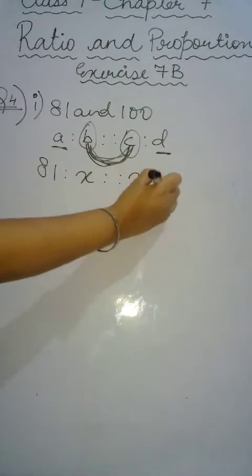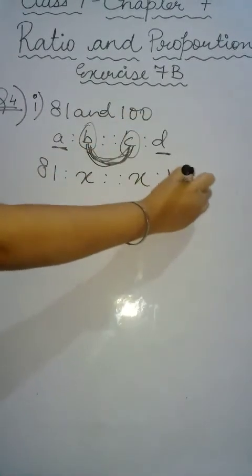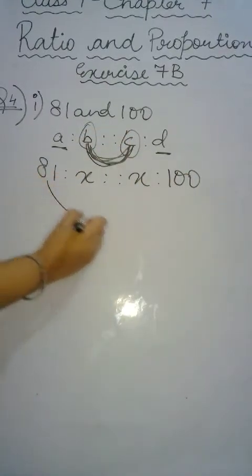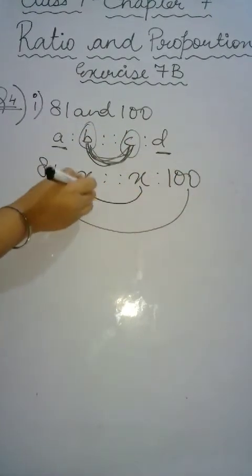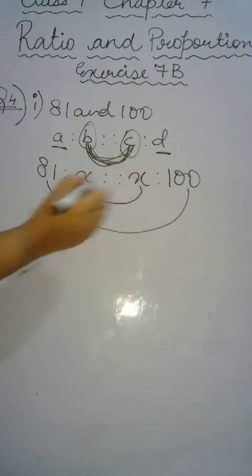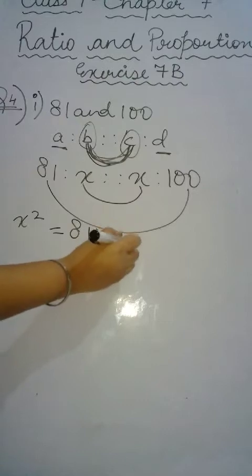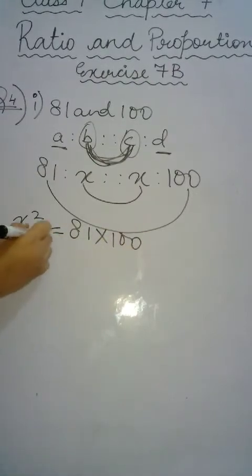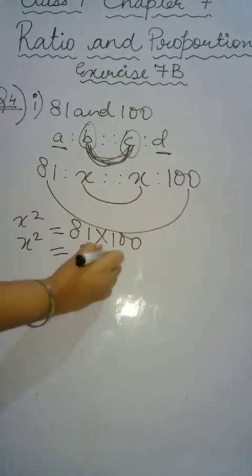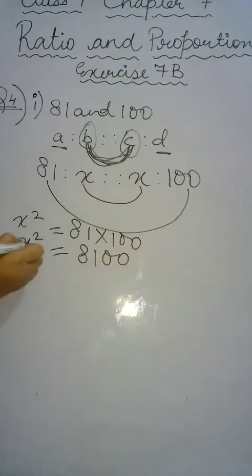X is to 100. Now you know you have to multiply it like this. So x multiplied by x will give you x square, and 81 multiplied by 100. X square equals 8100. Now this is x square. You have to find out the value of x.